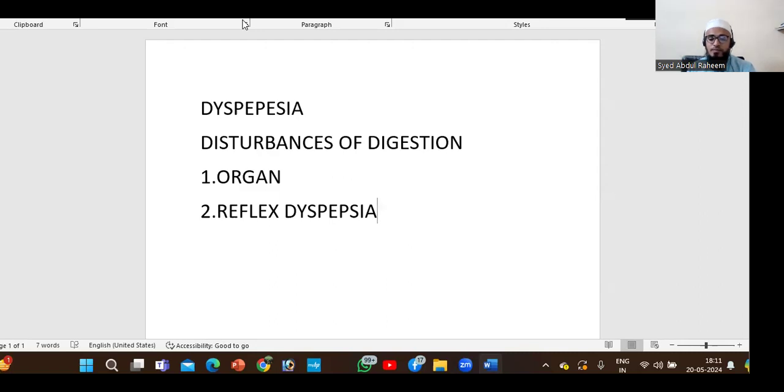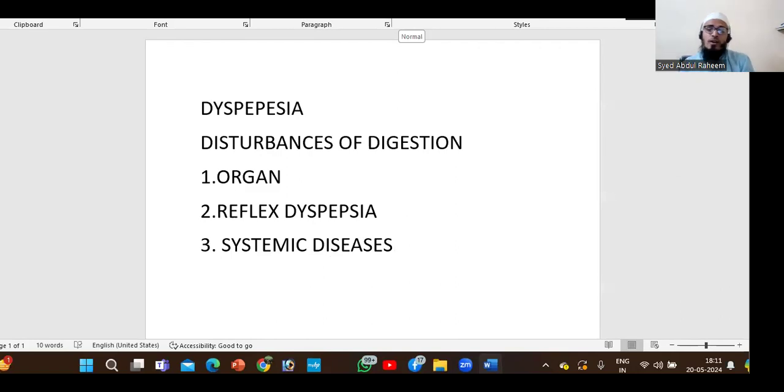And the third one is systemic diseases. Due to the systemic disease, the patient has dyspepsia. What are the systemic diseases? Like cardiac problems, pulmonary issues, anemia, or hyperthyroidism. Okay. These are some of the reasons.